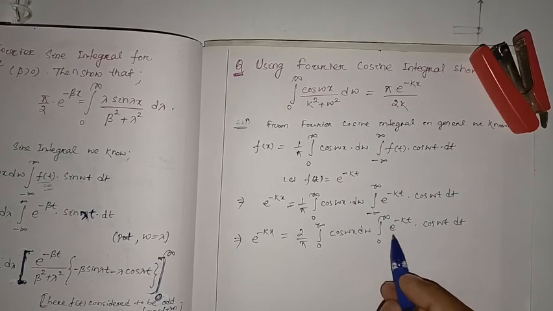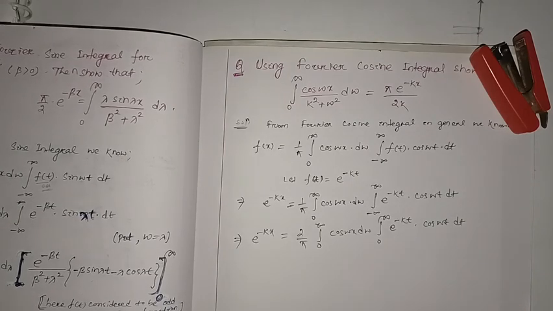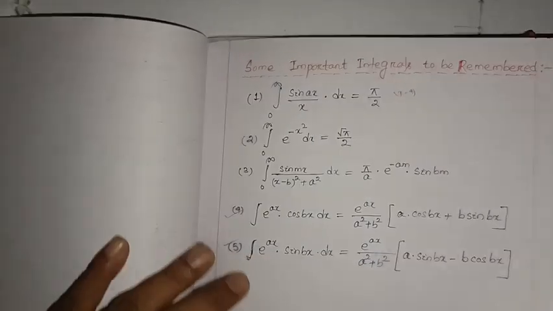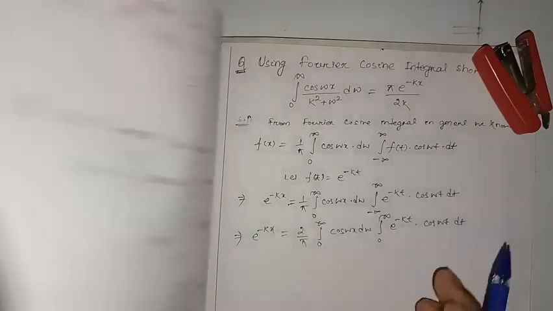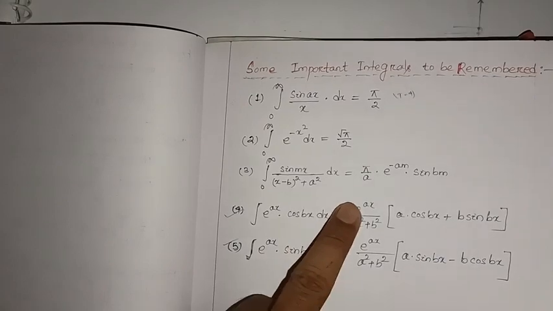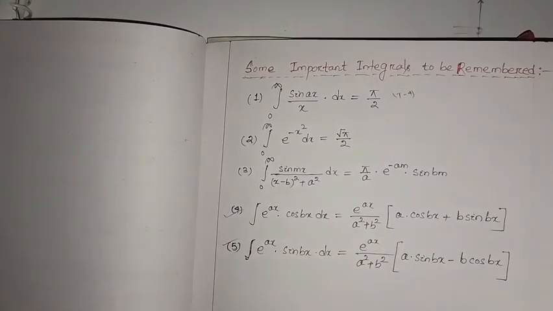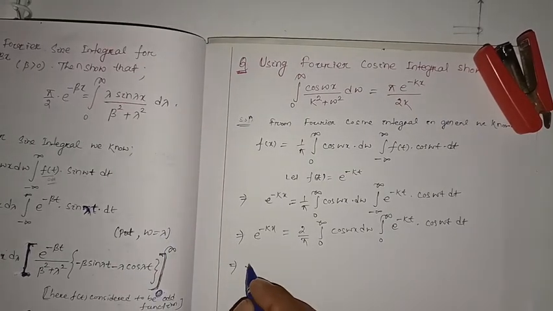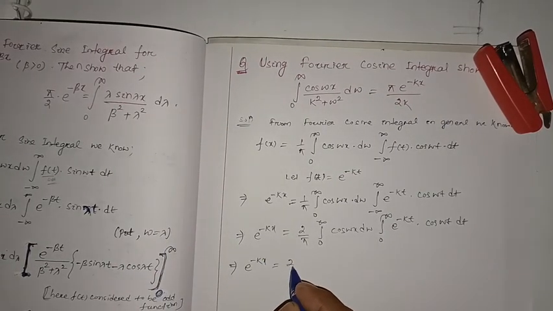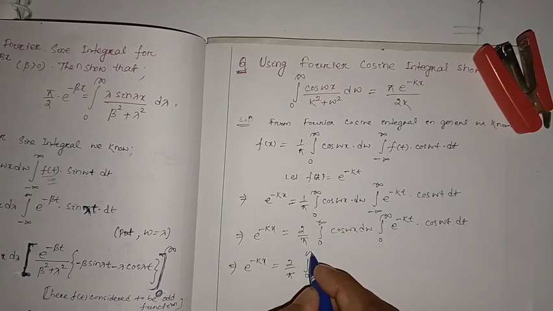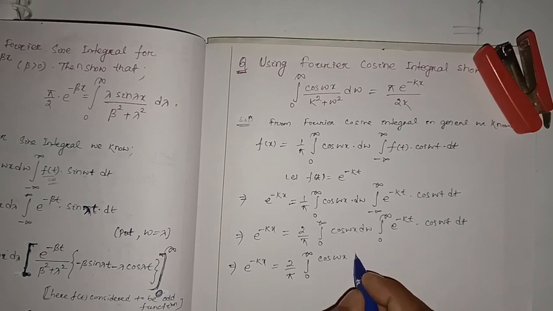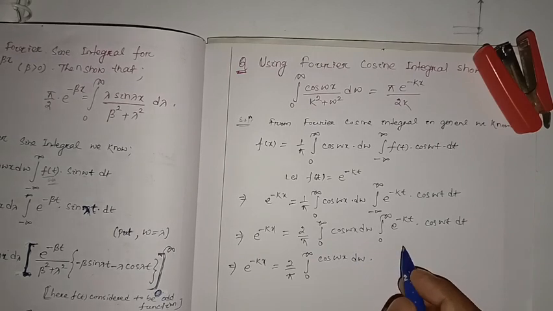Right, now this integral can be solved by using the special integration, whatever I have told you, that you have to remember these 5 integrals. If I compare with this, e to the minus kt cos omega t, that means we have to use this one. Okay, e to the ax by a square plus b square, a cos bx plus b sin bx, that we are going to put. So that implies e to the minus kx equals 2 by pi, 0 to infinity cos omega x d omega into this.